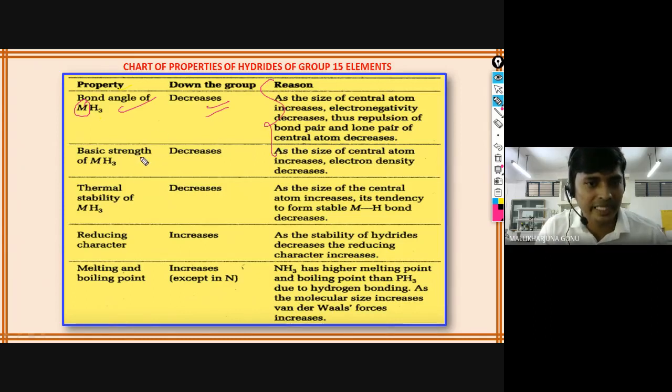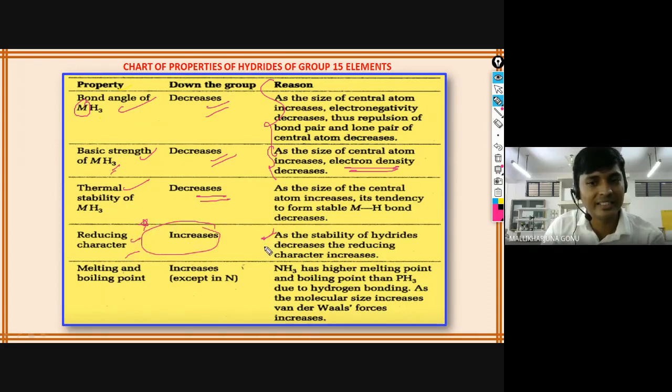Then basic strength. What happens to the basic strength? That also decreases as you go down the group. As the size of the central atom increases, electron density decreases. So the projection of the lone pair of electrons decreases as you go down the group, and donating nature decreases. That's how basicity decreases. Thermal stability decreases and reducing character increases, which is very, very important. As the stability of hydrides decreases, the reducing character increases.